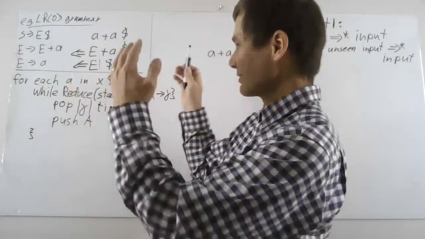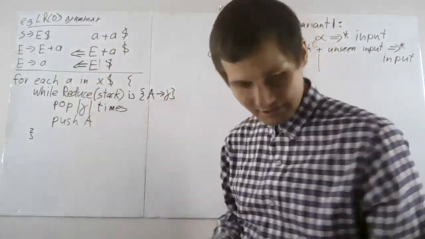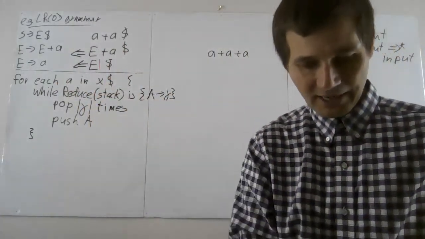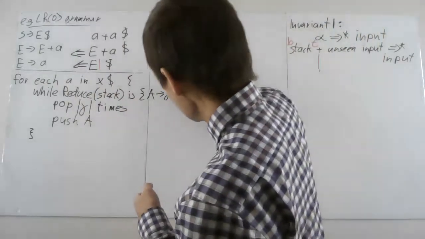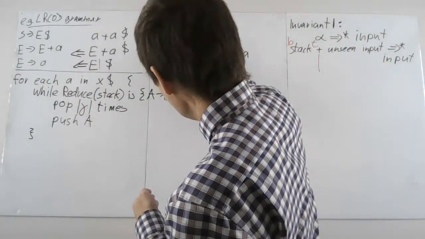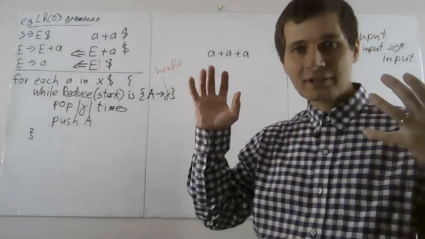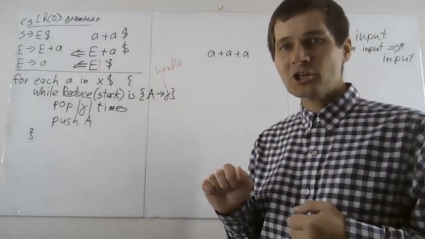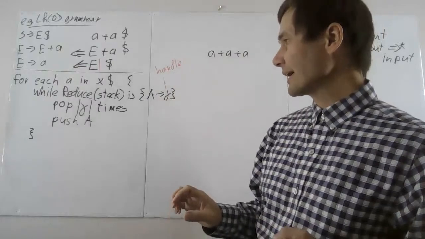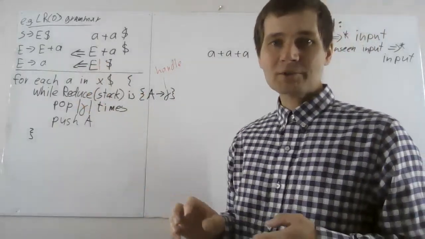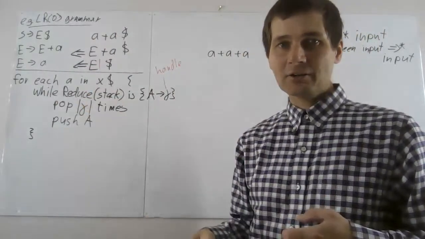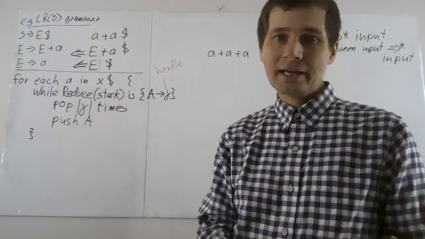I don't know where to write that, but okay. So this gamma here. Here we go. All right. The gamma is called a handle. So the idea is we want to make that decision not only depending on the handle, but depending on what comes on the stack before the handle.